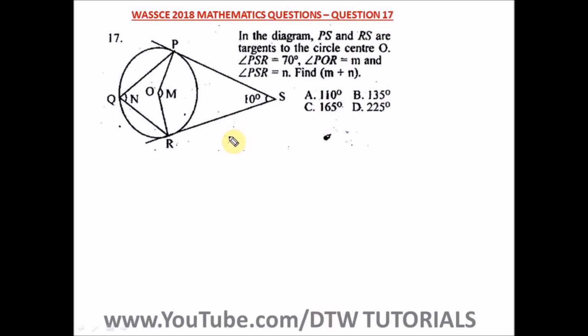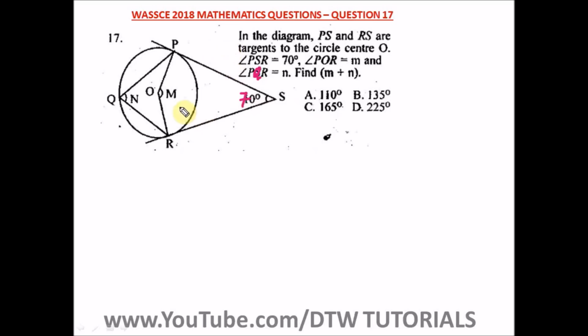Question 17 of the WASSCE 2018 Mathematics Past Question, that's your WAEC exams. It says in the diagram, PS and RS are tangent to the circle center O. If angle PSR is equal to 70, and angle POR is equal to M, and angle PQR is equal to N. Okay, this is a typo here, this should be PQR. Find M plus N. So we need to look for angle M and angle N, then add them up. That will give us our final answer.